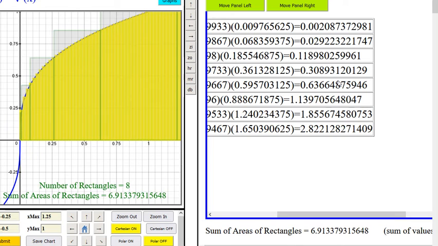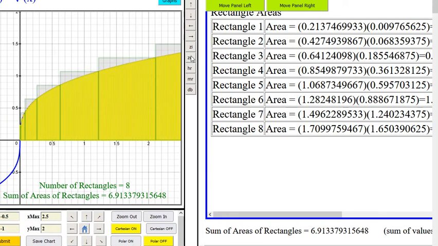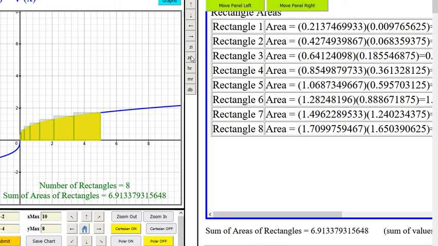And so these are the values of the 8 rectangles, areas of the 8 rectangles. And then if we add them up, they will come out to be 6.91. And so the area of the shaded region is approximately 6.91. But if we look, the rectangles are outside of the shaded region. And so this value of 6.91 will be higher, much higher than the value of the area of the shaded region.